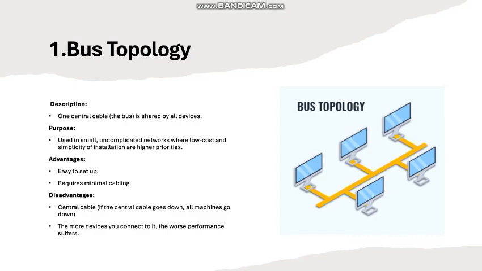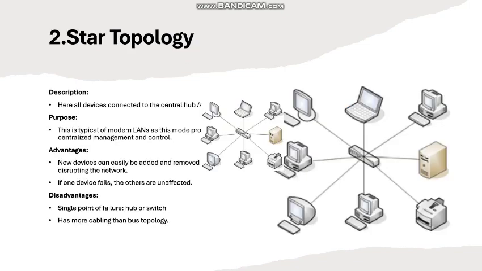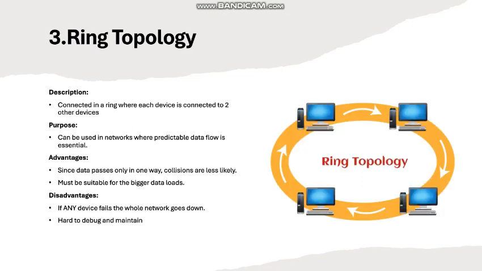Second one is star topology. Here all devices are connected to a central hub. Purpose: typically modern LANs, for more centralized management and control. Advantages: new devices can easily be added and removed without disrupting the network. If one device fails, the others are unaffected. Disadvantages: single point of failure at the hub or switch, and more cabling than bus topology.